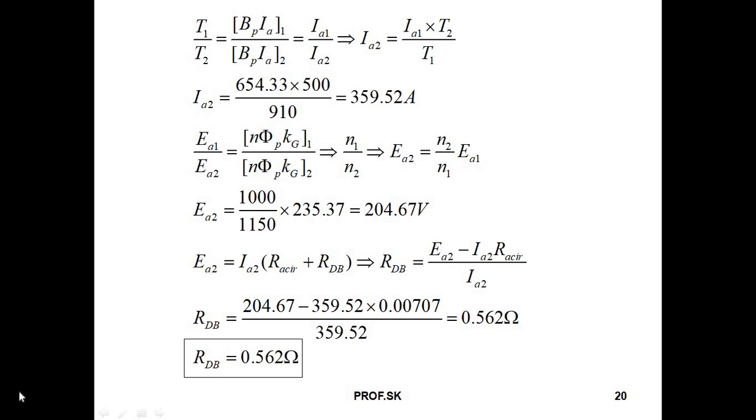Armature voltage 2 is equal to IA times RA plus RDB, so RDB is equal to EA2 minus IA2 times RA, divided by IA2. Then RDB is equal to 204.67 minus 359.52 times 0.00707, divided by 359.52, which is 0.562 ohm. Then RDB is equal to 0.562 ohm. Thank you.